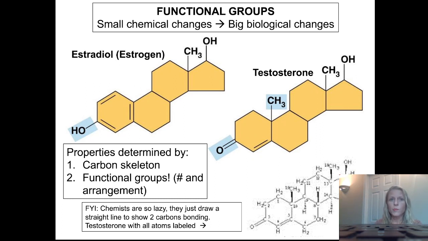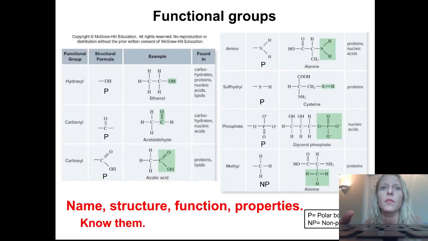So, functional groups: these are small chemical changes that result in big biological ones. Their properties are determined by the carbon skeleton that they are attached to, what the functional groups are, and the number of them. So, here are the functional groups. This is a nice little table that has the functional group in this far column, the structural formula here, an example, the location where they are most likely found, and then the bond. There's a big P or an NP to indicate polar or nonpolar bonding.